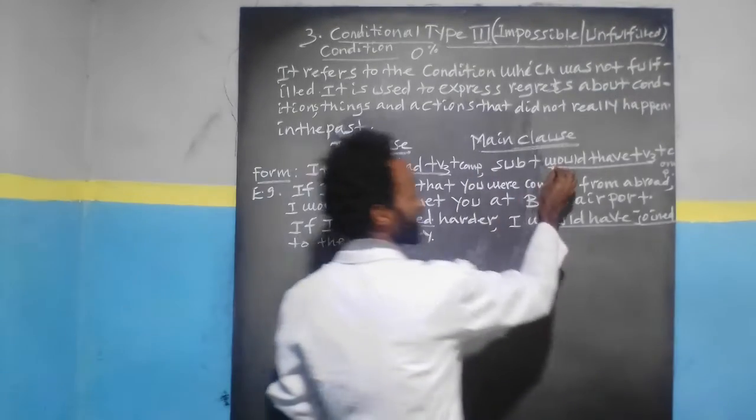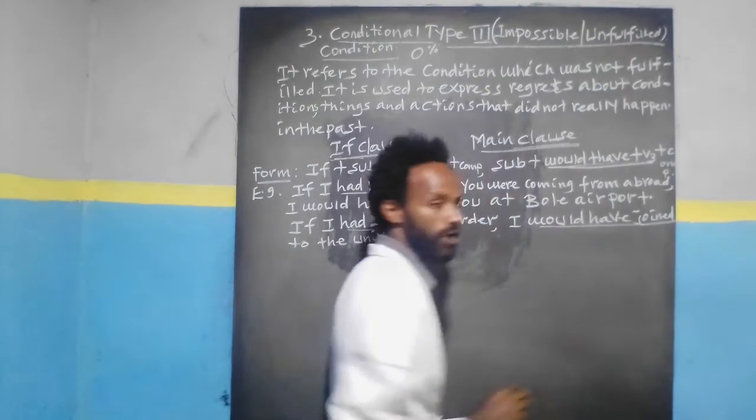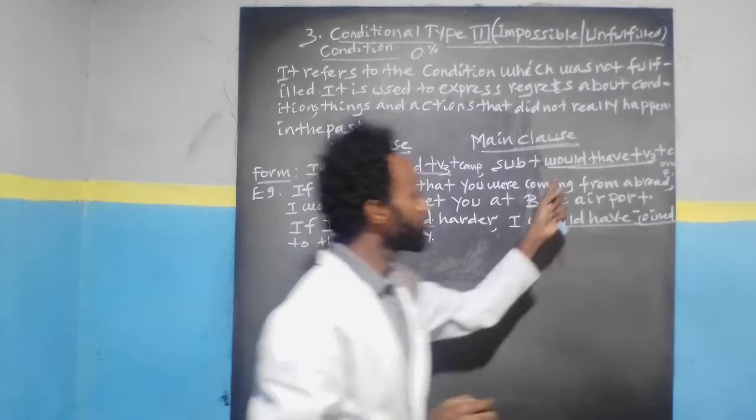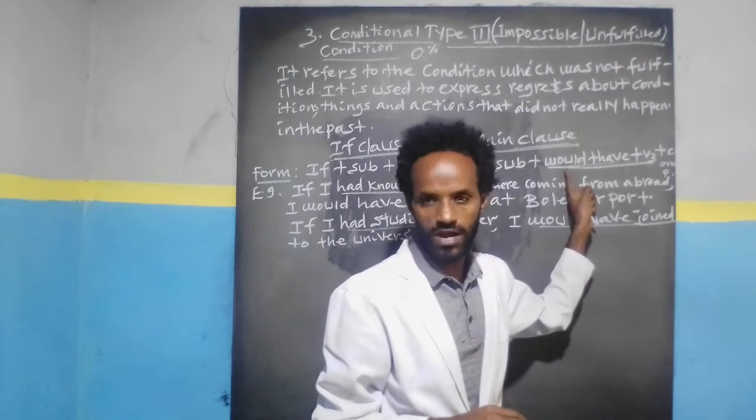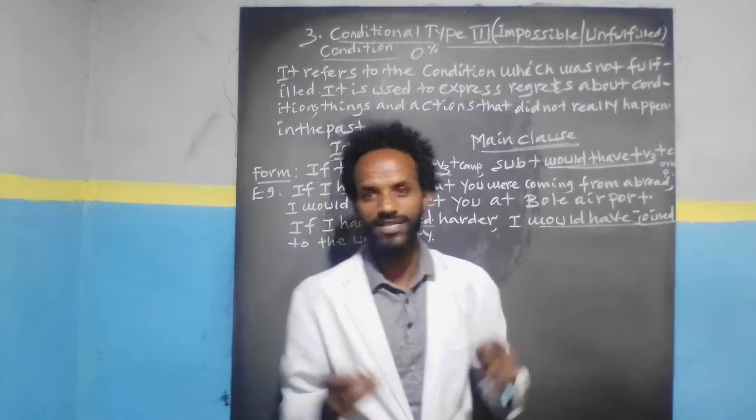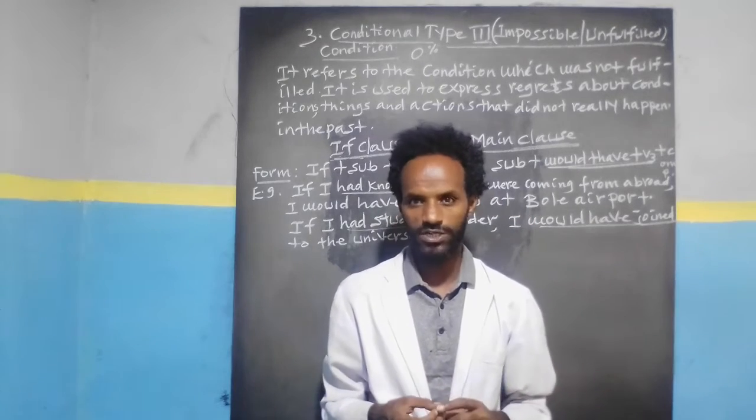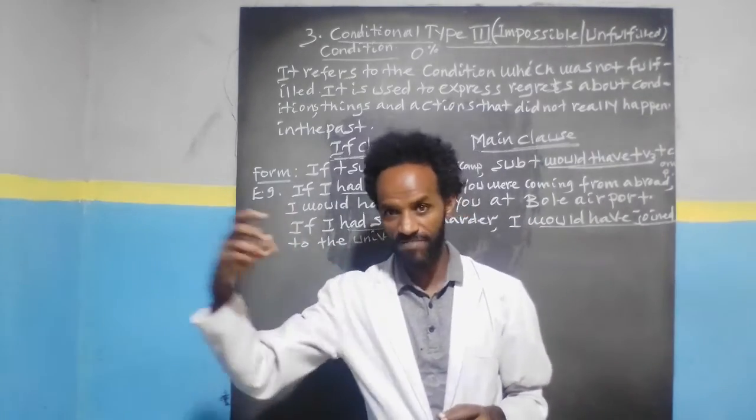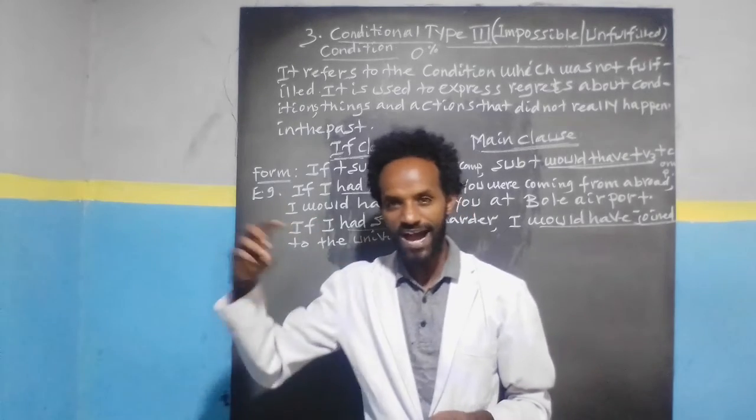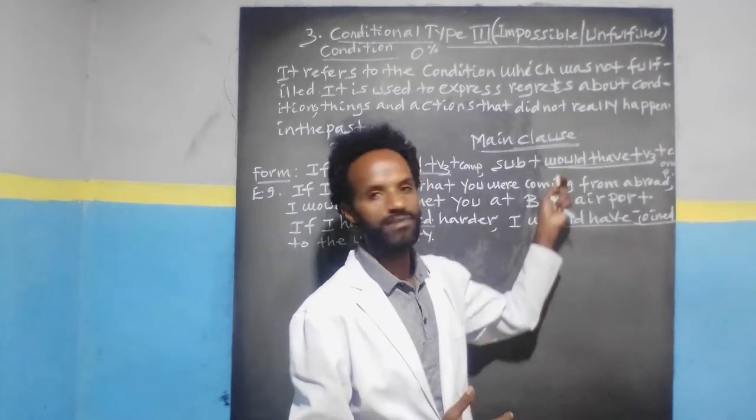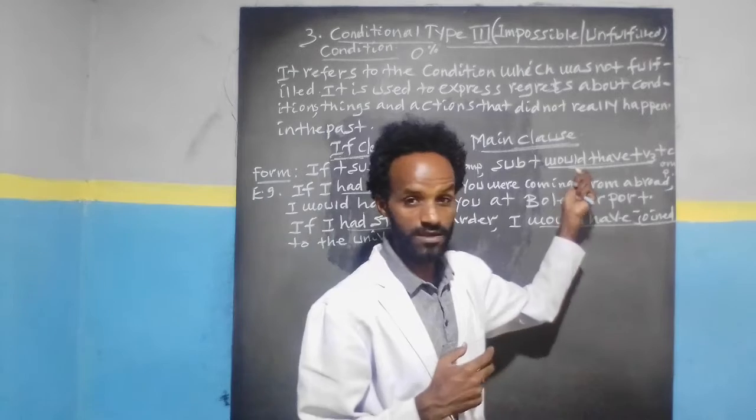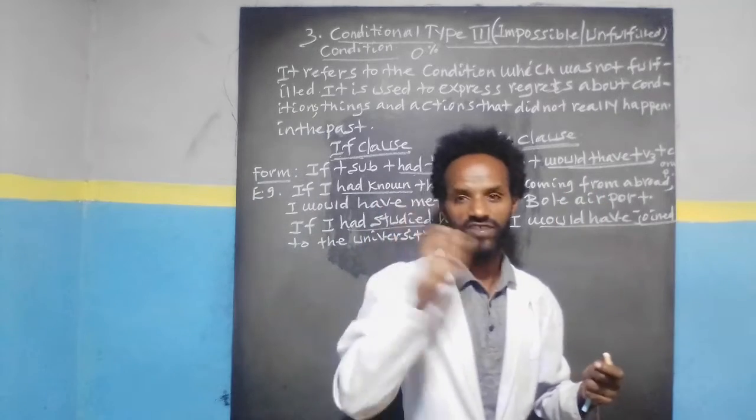So in case of conditional type 3, in the main clause part, in all cases we have to have perfect conditional or conditional perfect. Conditional perfect means would plus have plus verb 3. Not only would, but it can be just might plus have plus verb 3, or could plus have plus verb 3. These are named perfect conditional or conditional perfect tenses.